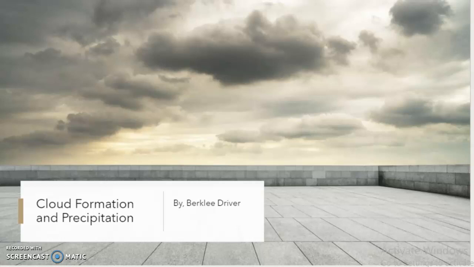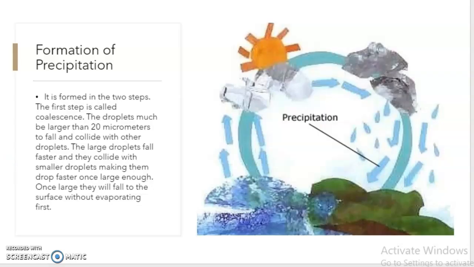Today I will be talking about cloud formation and precipitation. Precipitation is formed in two steps. The first step is called condensation.